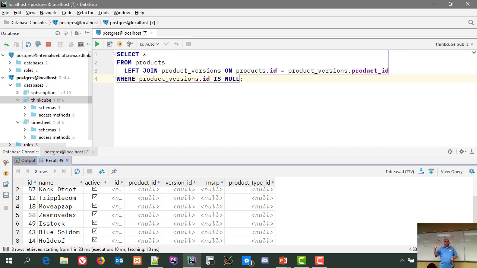Like I said, I'll post this one also to Brightspace for you guys for after this lecture. That way you'll be able to experiment with it on yours, because I'm using the ThinkCube database. So these are all queries you guys can run.